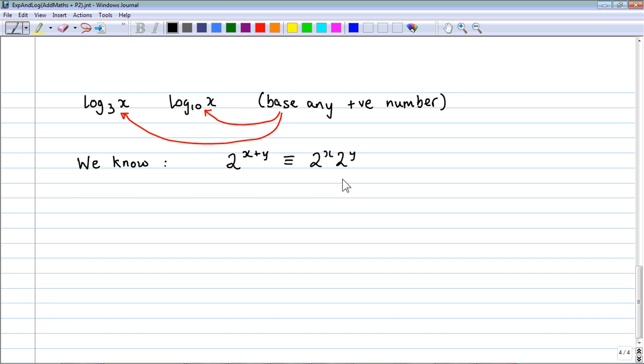This is something you should have already learned probably many years ago. And again, 2 is just an example. It can be any positive number. We know that 2 to the x minus y equals 2 to the x over 2 to the y. And we also know things like 2 to the power xy is the same as 2 to the x itself raised to the power y.